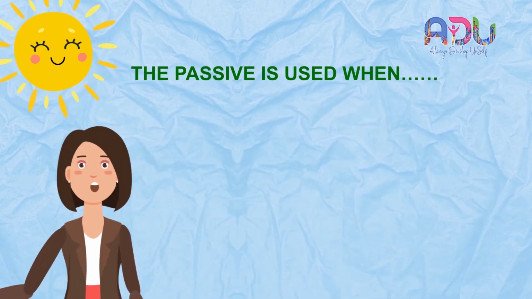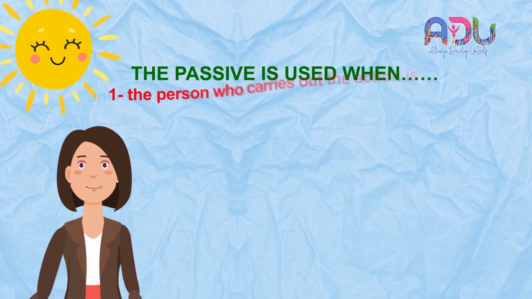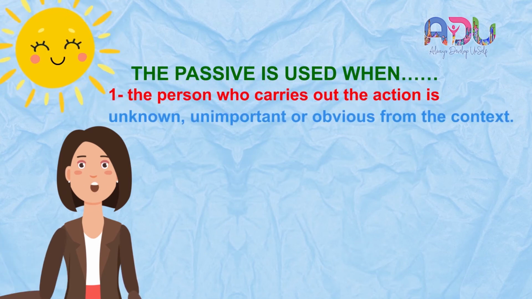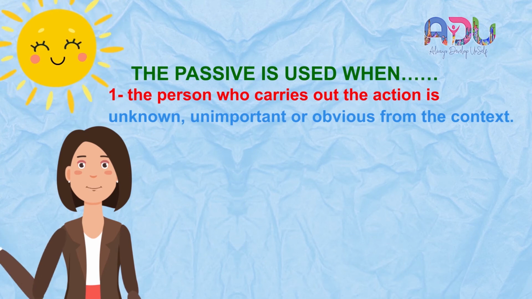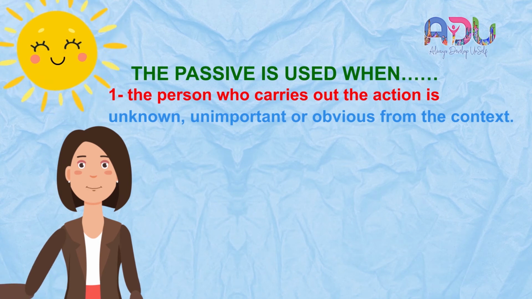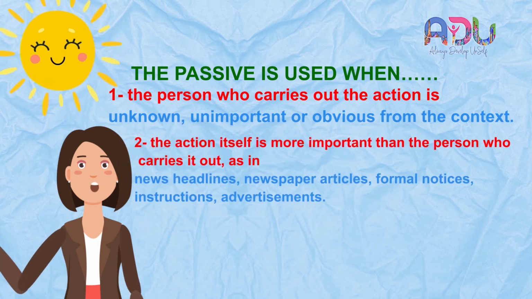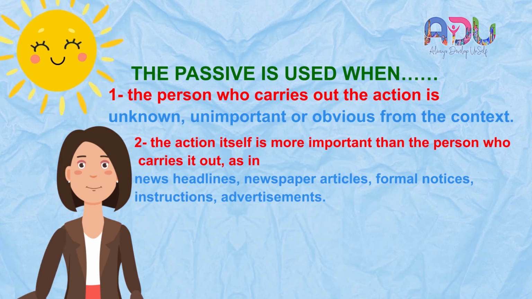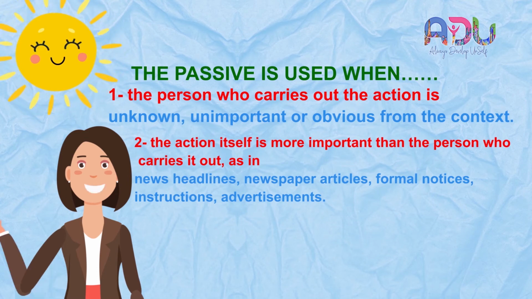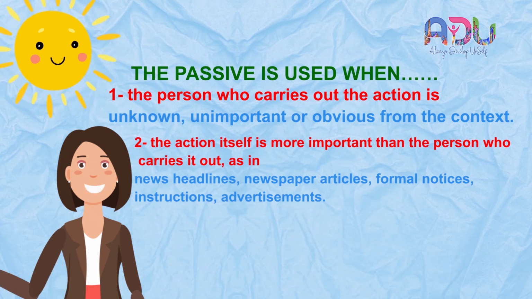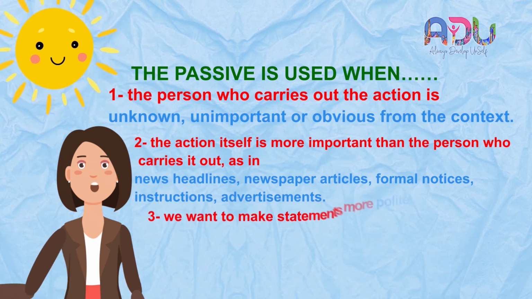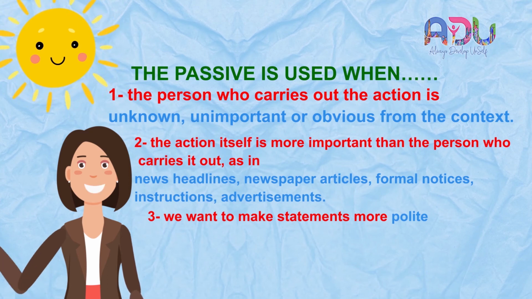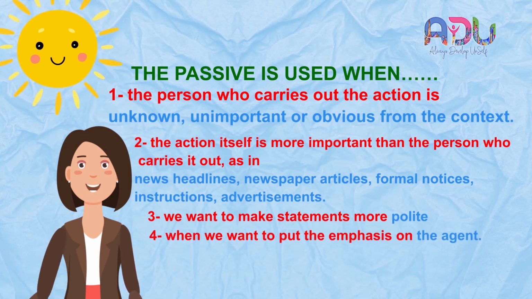So the passive is used when, number 1, the person who carries out the action is unknown, unimportant, or obvious from the context. Number 2, the action itself is more important than the person who carries it out, as in news headlines, newspaper articles, formal notices, instructions, and advertisements. Number 3, we want to make statements more polite. And number 4, when we want to put the emphasis on the agent.